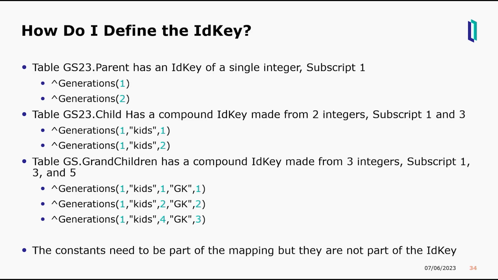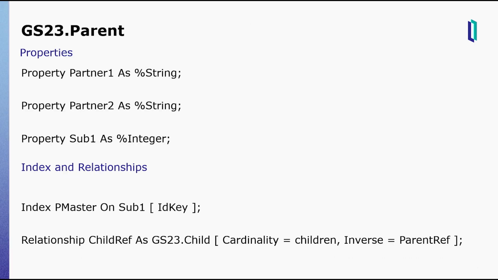And then the last little bit down at the bottom, when I'm defining the ID, I'm only using the integers. I'm not using the constants. When I do the mapping, I need to remember to include the constants because I don't want a dollar order on subscript 2. I just want to stick that constant in there. I want a dollar order on subscript 1, 3, and 5. 2 and 4 are constants. I don't want a dollar order on those, but I have to make sure I keep those placeholders when I'm doing the mapping. Okay, all right.